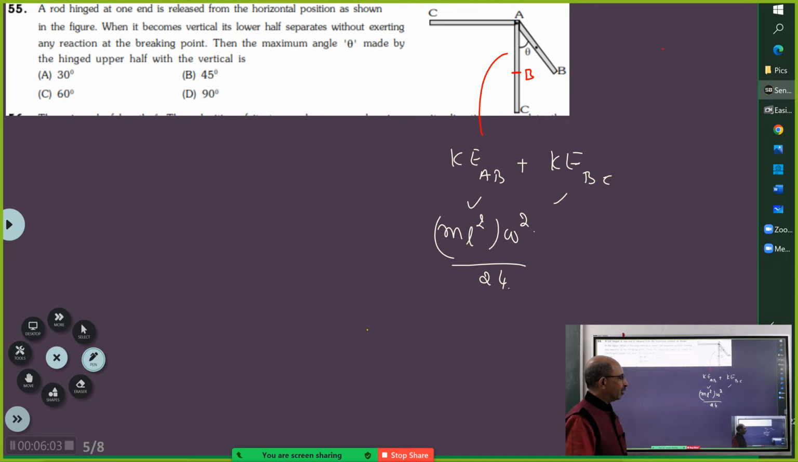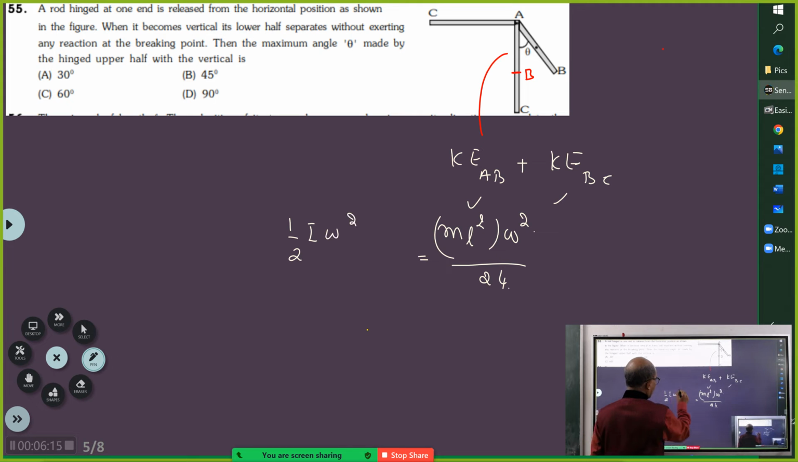Half I omega square for rotational. Tell me what is the I you have taken here? ml square by 12, sir. Half into ml square by 12, into omega square. You got 24. Yes, sir.